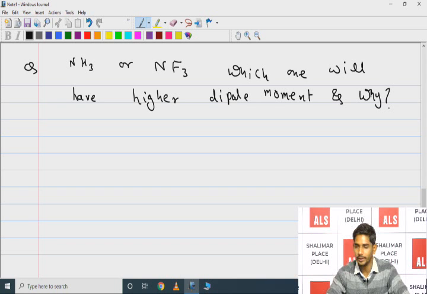How many of you have got the answer NH3? Raise your hand. Itanagar, what's your answer? Raise your hand those who are saying NH3 should have the higher dipole moment. NH3 should have the higher dipole moment. Raise your hand. The Shillong Center. Okay, 1, 2. Okay, the whole class. Very good.